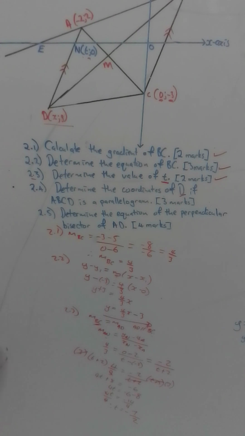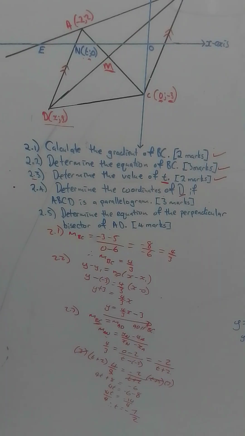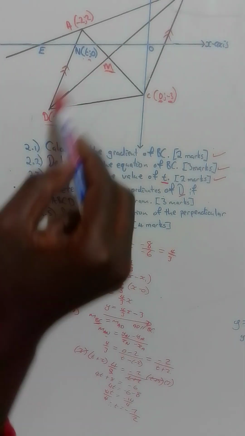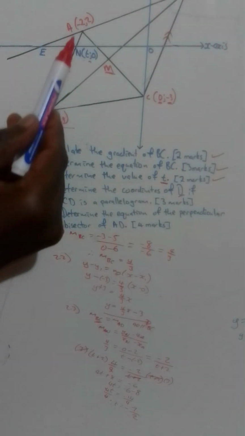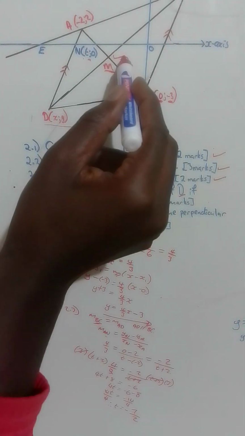We know from our grade 10 when we did our quadrilaterals, when you've got a parallelogram, this point M here is a midpoint, right? So this midpoint is for line BD. It's also a midpoint for line AC, right? So the coordinates here, they are common.